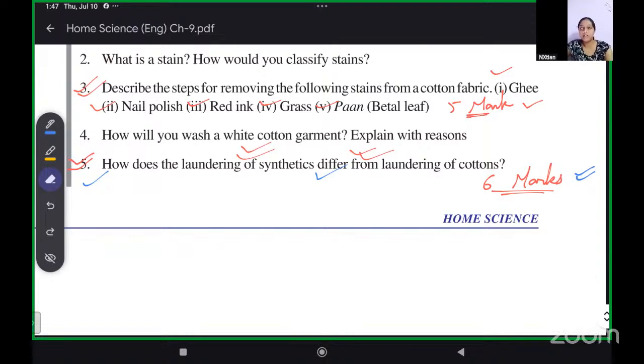One more thing, Megan. No putting LOS and LOC. I wrote that because I didn't have space to write the whole thing. Okay, but you have to put laundering of synthetics in the heading, the full thing, and laundering of cottons, the full thing. Rest, it's all good. Well done. Now let me quickly check Amaze's.